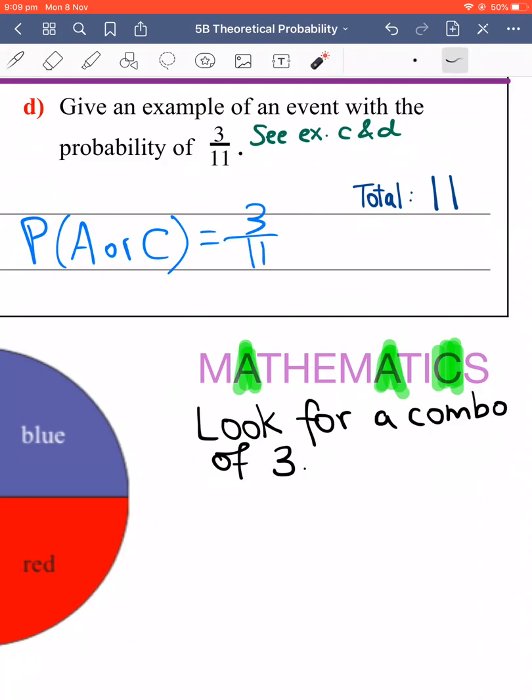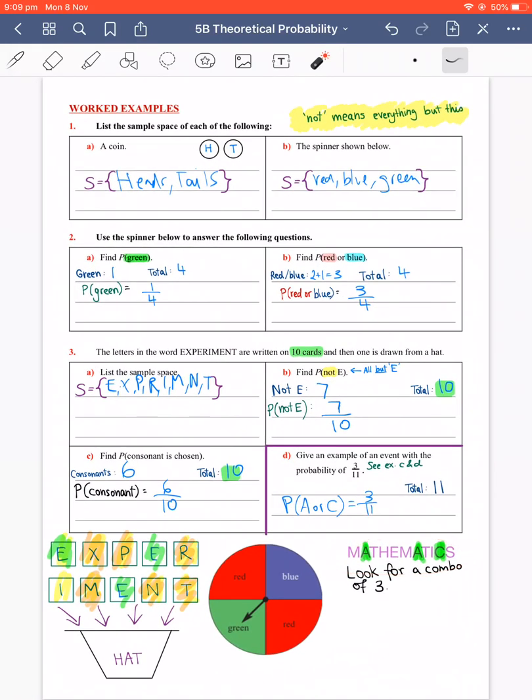Another one that you could do would be M and I, or M and E, as long as you have 3 out of your 11. Okay, on to questions now.